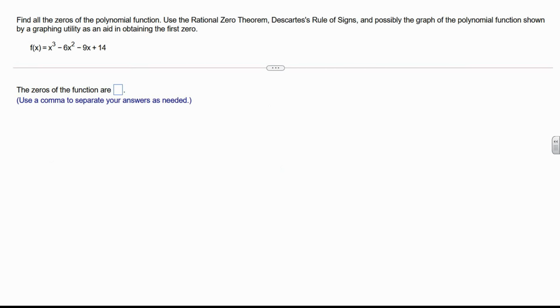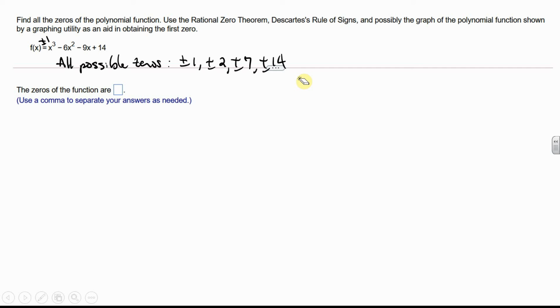All right. Here, find all the zeros for this guy. Here it says use the rational zero theorem, Descartes' rule of signs, and possibly the graph of the polynomial function. Here's what I do. I just use the rational zero test and synthetic division, and I'm done. So for all possible zeros, we get plus or minus the factors of 14 divided by the factors of 1. So that's plus or minus 1, plus or minus 2, plus or minus 7, plus or minus 14.